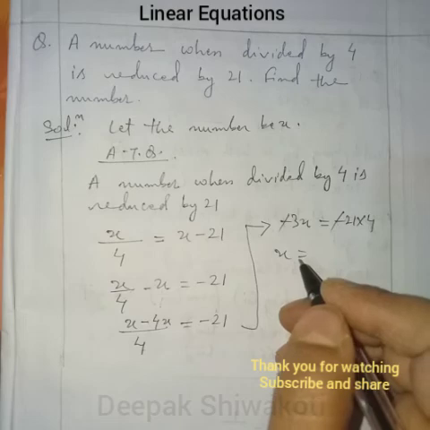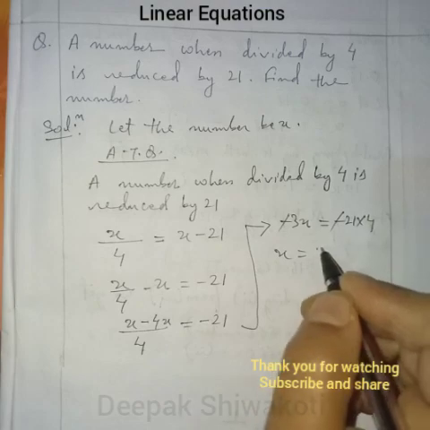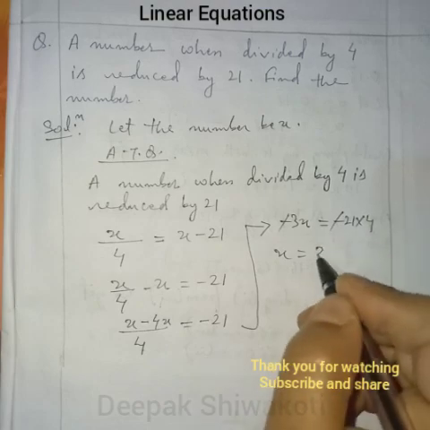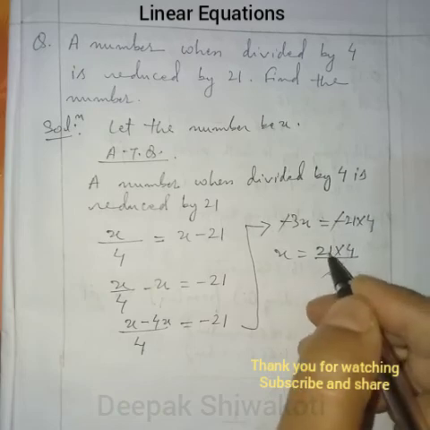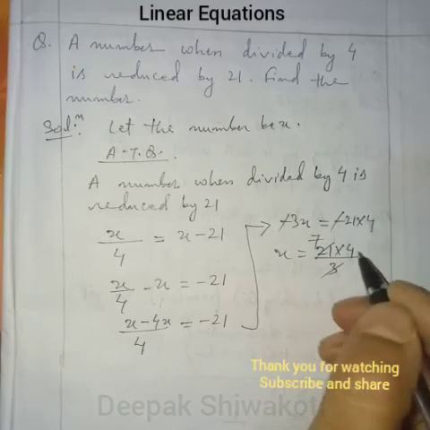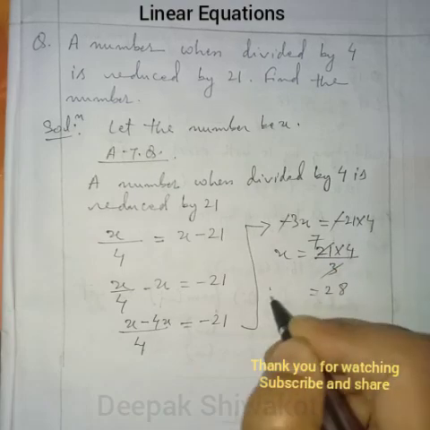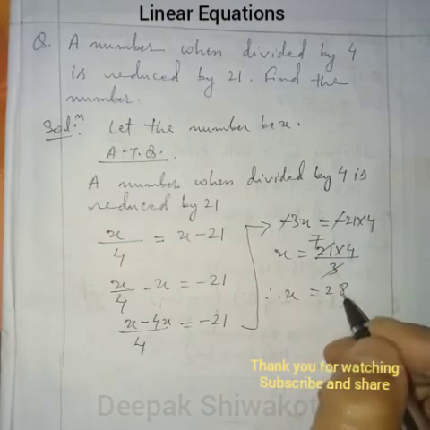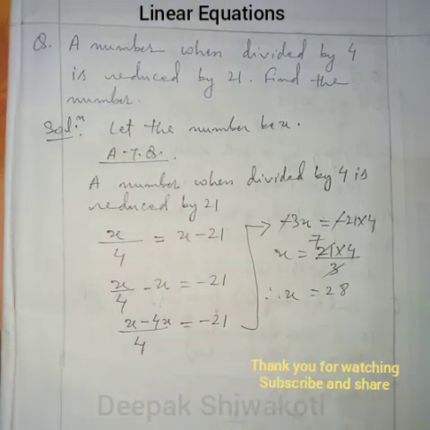Okay, and here 21 into 4 is, this 3 will also get cancelled. Okay, let us do here, this 3 will come here, 3 7s are 21, 4 7s are 28, so therefore x is equal to 28, therefore the number is 28. Okay, therefore the number is 28. Thank you. Now I hope you will revise. Okay.